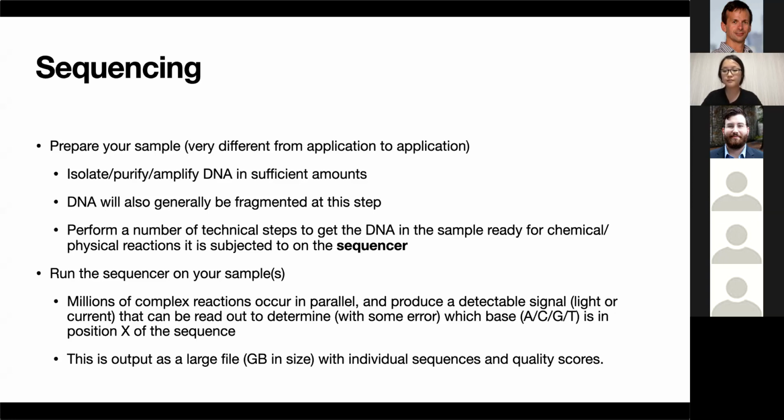And each of these reactions will produce a detectable signal. It'll be very, very small. It's not something you can see with the naked eye, obviously, because you're doing something at a miniature or nanoscale. And the two types of signals that are produced in this context would be light or electrical current. They can be read out to determine, with some error, sometimes significant error, which of the four bases is in a particular position in the sequence. This is output as a large file, typically gigabases or gigabytes in size, with individual sequences and quality scores.